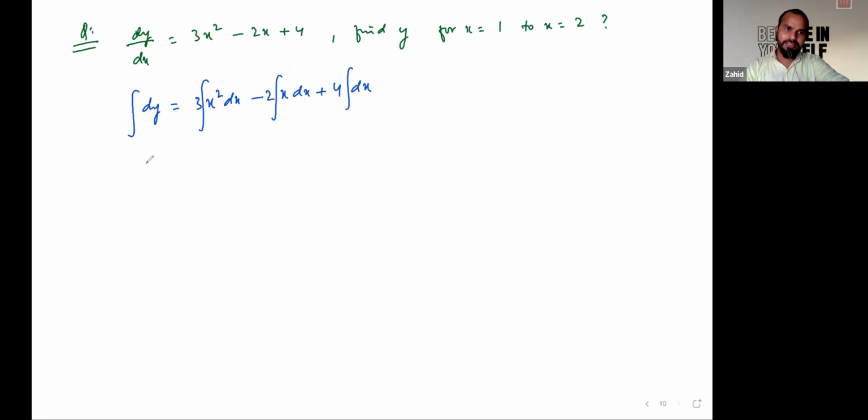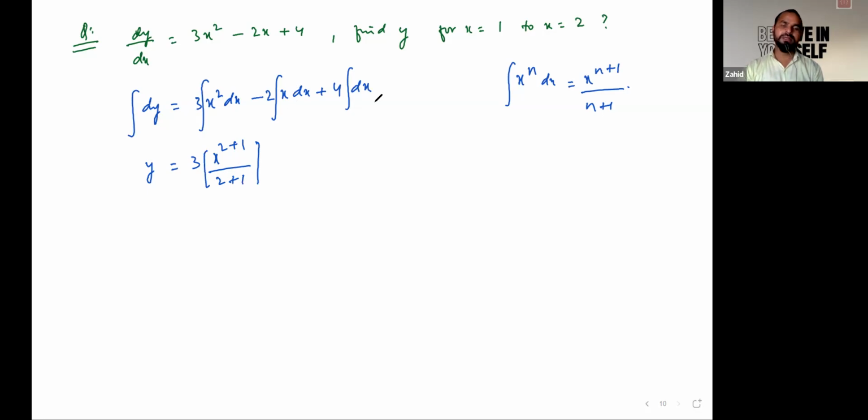So the integration of 3x squared dx would be 3 being the coefficient, here x raised to the power 2. The rule of integration is x raised to the power n dx is equal to just add 1 to the exponent and divide by the new exponent, this way. So here we have 2 as the exponent. So it will be x raised to the power 2 plus 1 divided by 2 plus 1. Similarly, proceed for this part and this part as well. Okay, Salman?